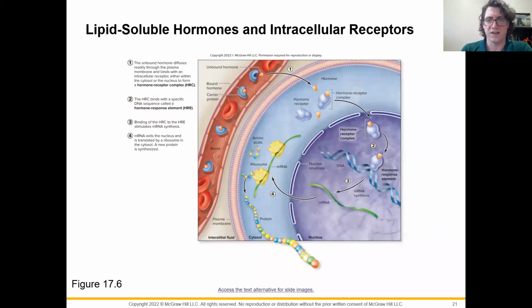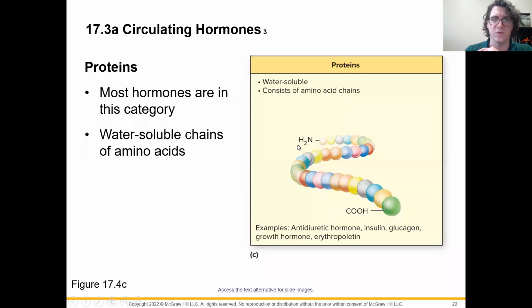Bound hormone just passes right on by. Unbound hormone can pass through the cell membrane, find its little receptor complex, and then that receptor complex will come down here to the DNA and cause the effects to start happening. It comes down to the DNA and makes an mRNA that becomes a protein. So that's how we can regulate these processes of protein manufacture based off of some of these lipid-soluble hormones.